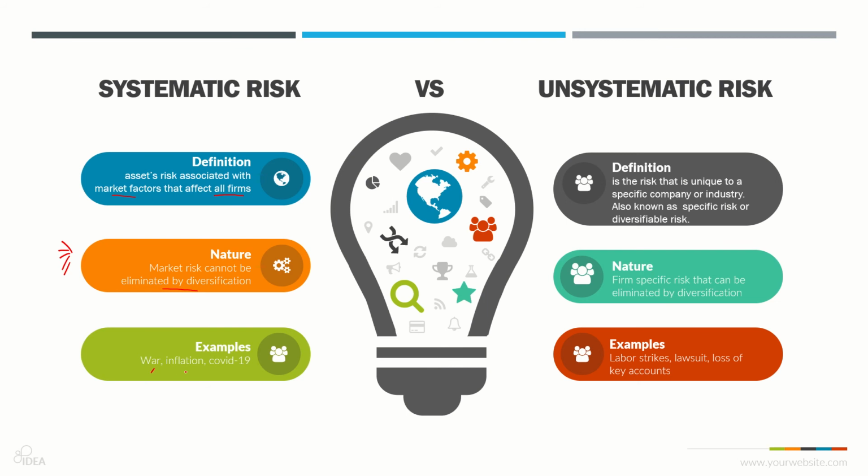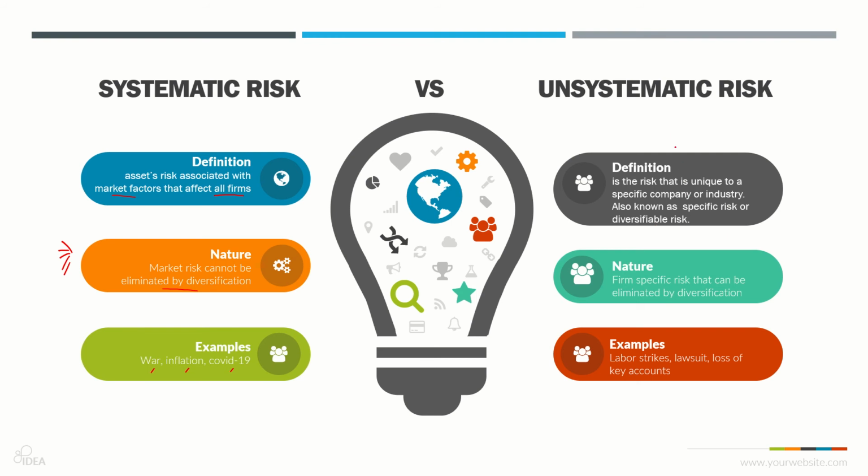Apakah contoh systematic risk? Peperangan, inflation, COVID-19, gempa bumi dan sebagainya. Ini adalah systematic risk. This is uncontrollable. Tak ada siapa yang boleh control. Peperangan berlaku. Nobody wants war, but it happens. COVID-19, nobody can control that. So this is part of systematic risk. You should know the definition. You should know the nature and the example of these two kind of risk.